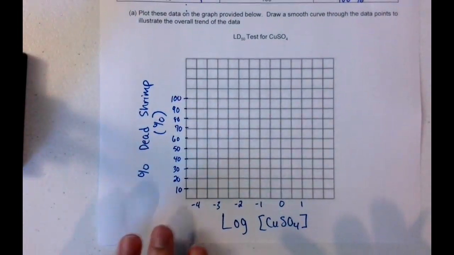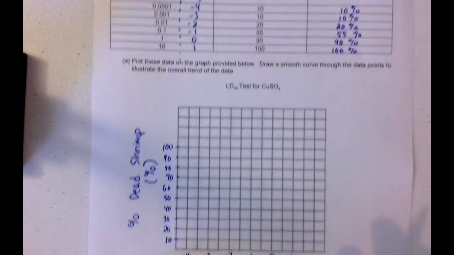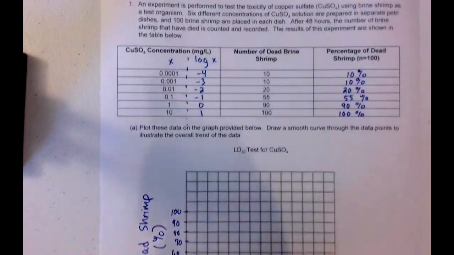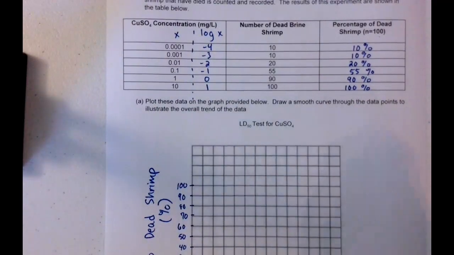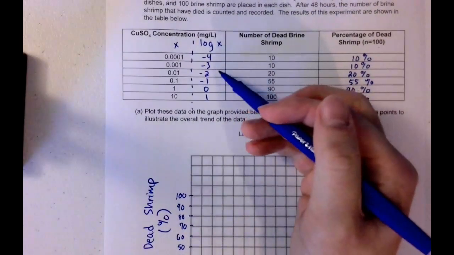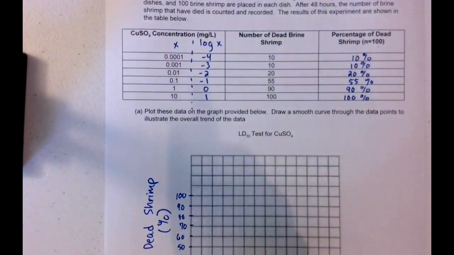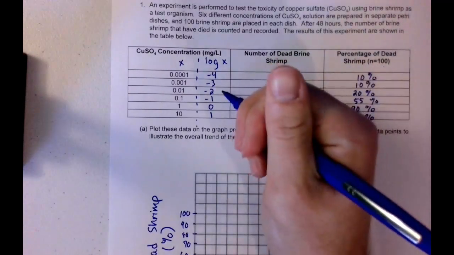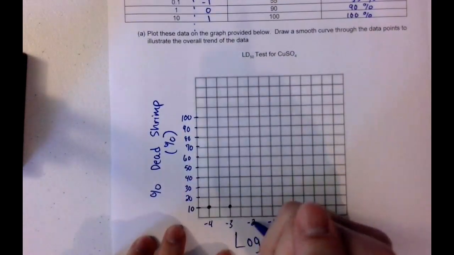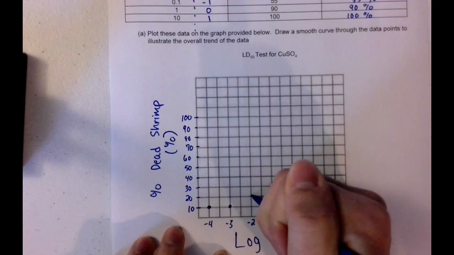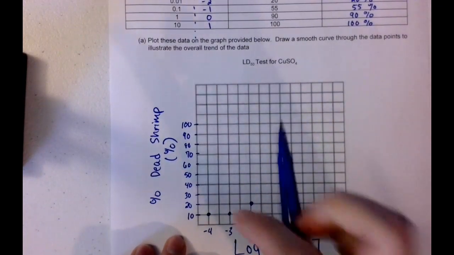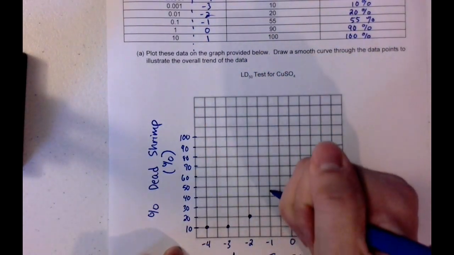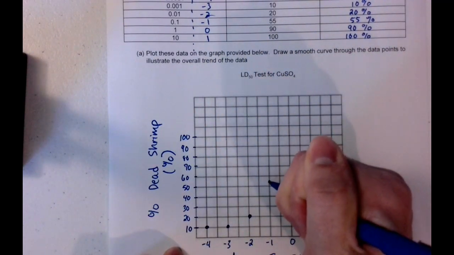All right, so the first data point is you're going to do -4, and you're going to go over to 10%. So it's going to be -4, 10. The next data point is -3, and also 10. The next data point is going to be -2 and 20. The next one is going to be -1 and 55. So that's about right here.